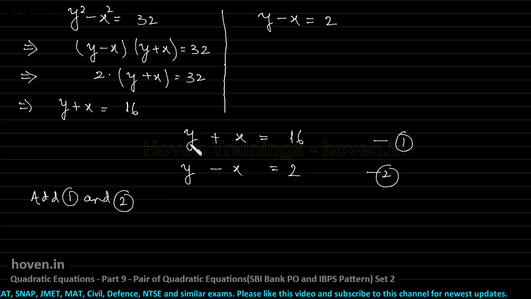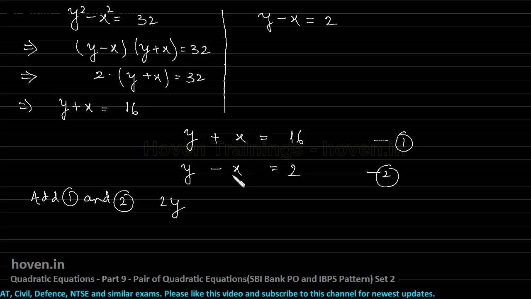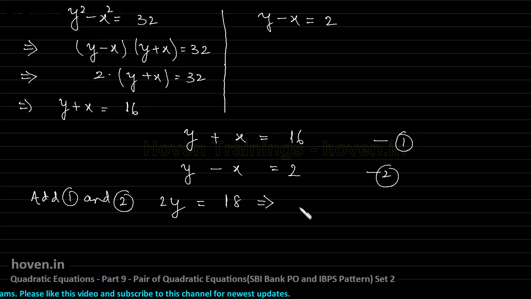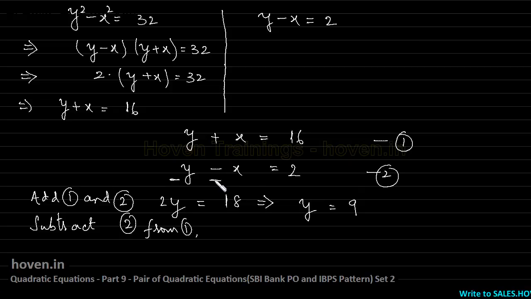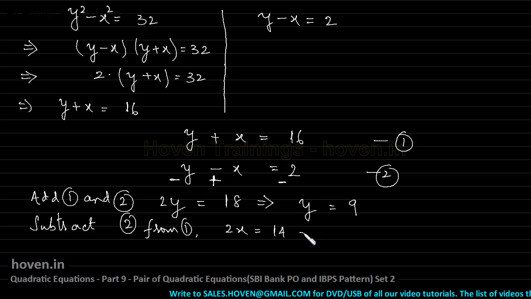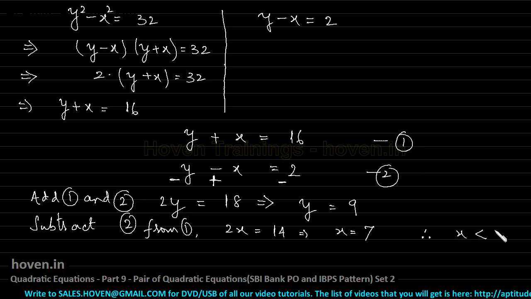When we add them, y and y will become 2y, x and x will be cancelled out, and this will become equal to 18, which implies y is equal to 9. Similarly, subtract 2 from 1. So when you subtract 2, this sign will change to minus, this will change to plus, this will change to minus. So y and y will cancel off, x and x will become 2x equal to, this becomes 16 minus 2 equal to 14, which implies x is equal to 7, and therefore the relation is x less than y.